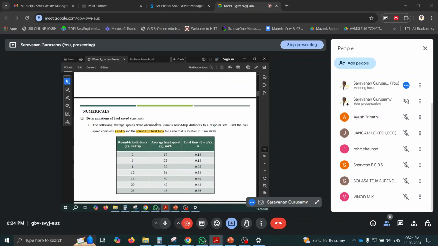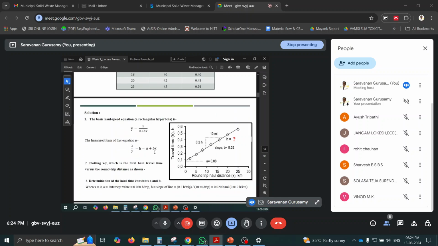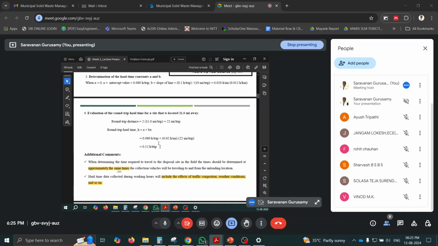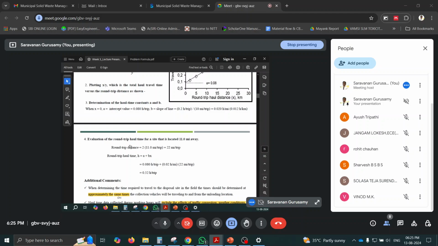And then another question they have asked. Now you know the a and b. So substitute in this equation, you will get h equal to 0.08 plus 0.02x. And the other question they ask is the round trip haul time, that is h. Given that x equal to 11 miles for round trip. So total round trip they had given us 11. So you can simply substitute for the evaluation of the round trip haul time.